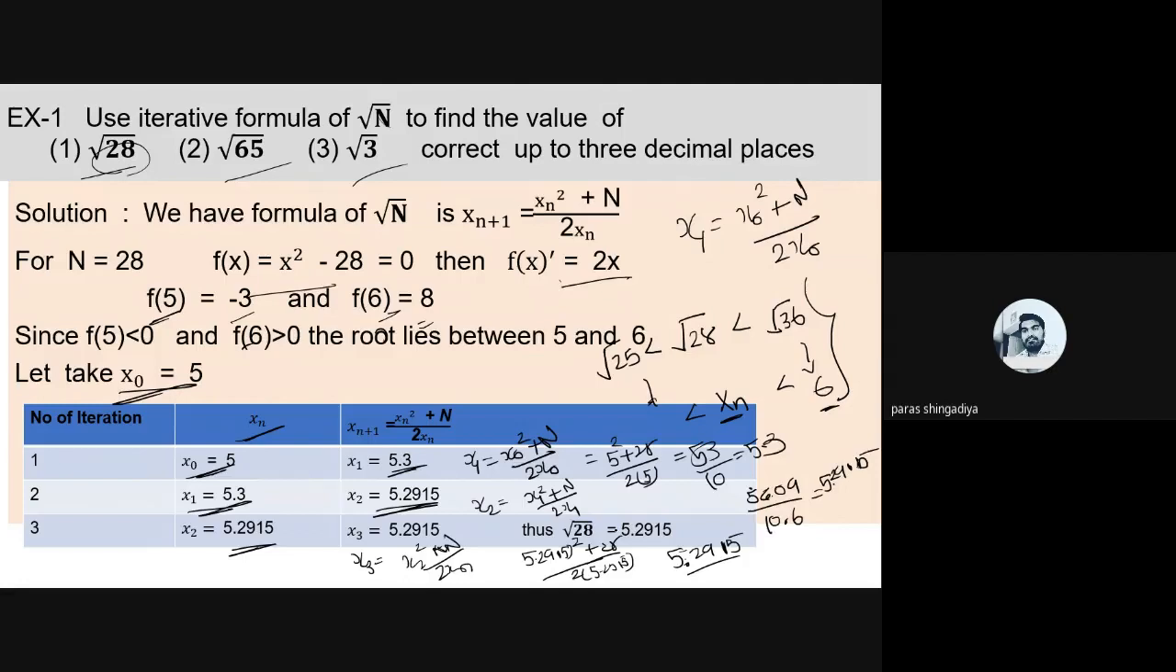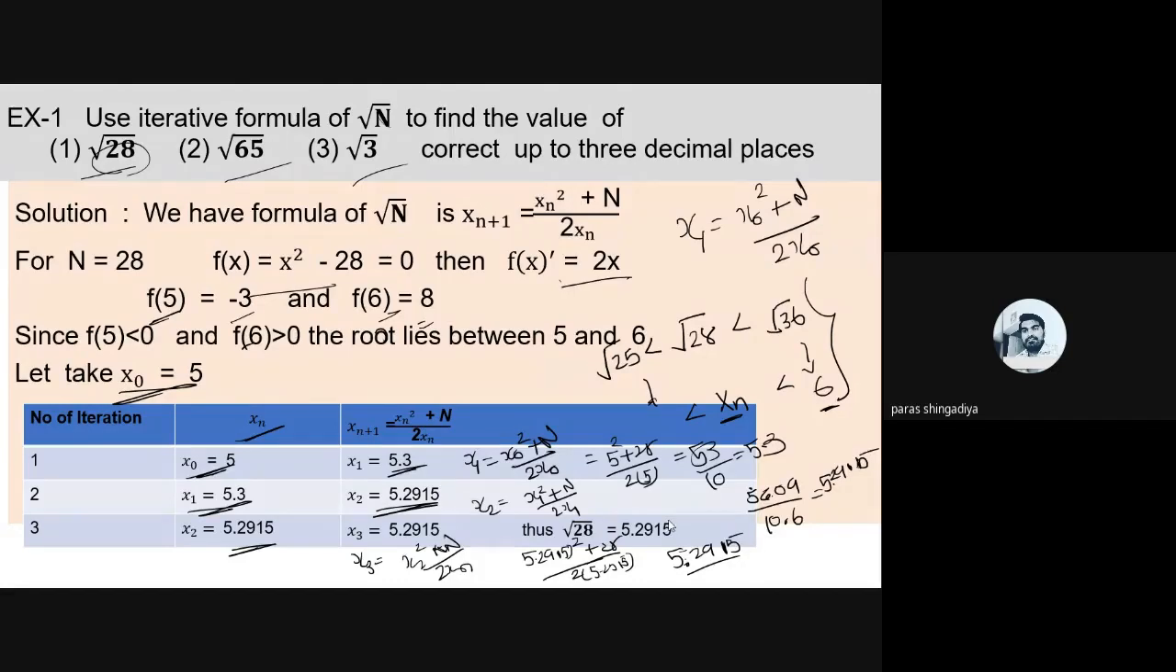We'll stop our procedure here. Why? Because x2 is the same answer 5.2915, x3 is also 5.2915, and when we find x4 based on x3, we'll also get the same value 5.2915. This will be repeated in x2, x3, x4, x5, and so on. So we stop the procedure whenever we get two nearest iterations the same. Just stop your procedure and consider the answer of root 28 is equal to 5.2915.